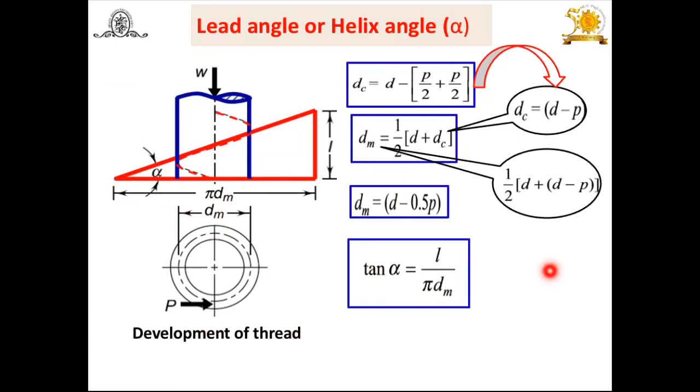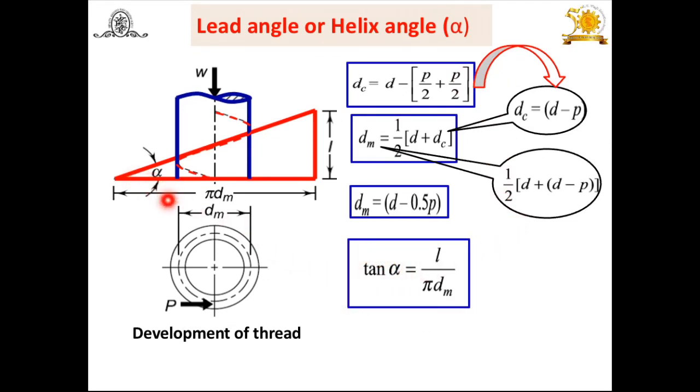Here, what you have to take into account is that for double starts, the lead becomes 2 times pitch. For triple starts, lead becomes 3 times pitch. For single starts, lead is equal to pitch. So we can substitute here based on the pitch. Then, π dm, you will get the dm from this. By using these relations, we can easily find out tan alpha, or alpha.